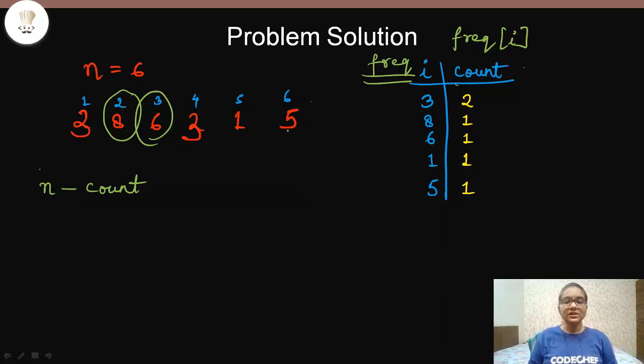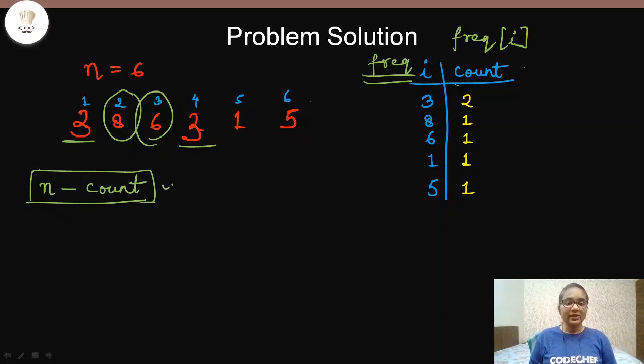For those numbers which are present just once, this will be the right answer, because you can see, if you pick up 6, then n minus 1 will give you 5. If you pick up 8, then again n minus 1 will give you 5. So it will be n minus count. Now, if we talk about numbers like 3, 3 is present twice in the sequence, and there can be a sequence where numbers are present even more than twice. So what do you do in such situations?